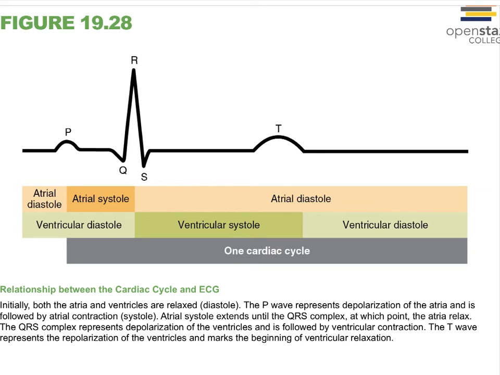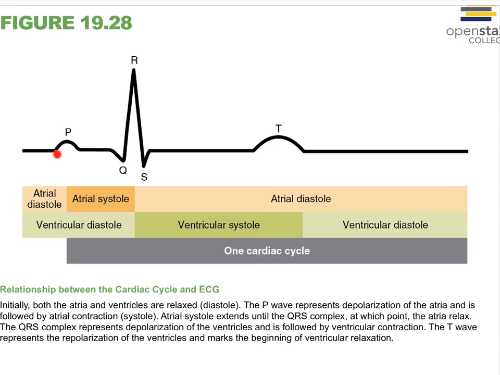We can now relate the cardiac cycle to the EKG. Remember that the EKG is a graphical representation of the electrical events, but if we know when the electrical events occur, we can then deduce when the mechanical events occur. So for instance, right here is the P wave, during which time the atria depolarize.